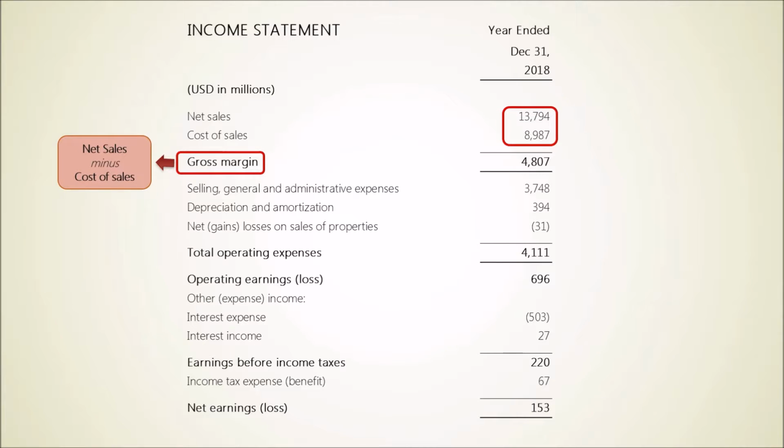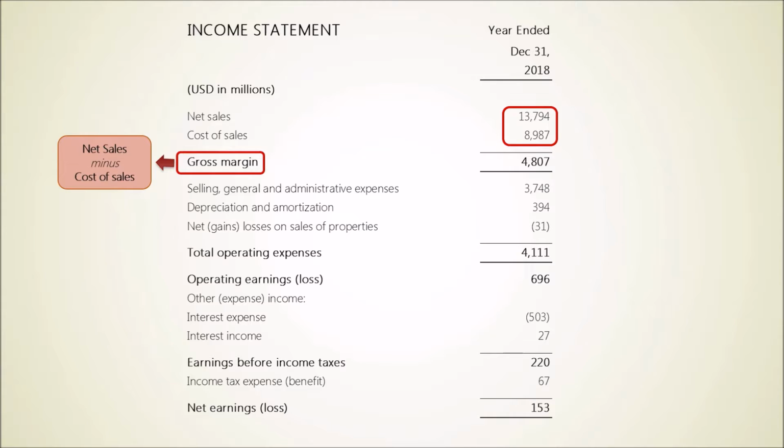Next item is gross margin, also known as gross profit. And this is really the difference of the net sales value and the cost of sales. As you can see here, $4.8 billion of gross margin is the difference of $13.8 billion in net sales and 8.9, or roughly 9 billion, in cost of sales. Up to this point, what we can see is that the company made sales of 13.8 billion. They have so far saved $4.8 billion.